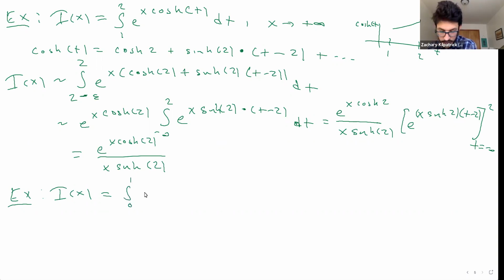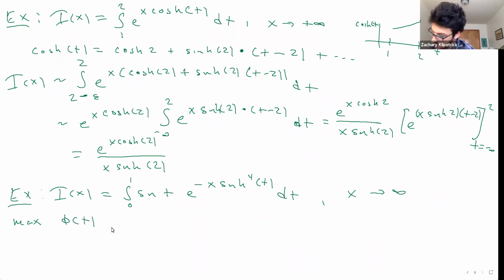Let's say the integral from 0 to 1 of sine of t e to the minus x sinh to the 4th t dt as x goes to positive infinity. Now, the max of phi of t in this case is going to be at t equals 0. But of course, there's an issue here because sine of t equals 0 there. So f of 0 equals 0.